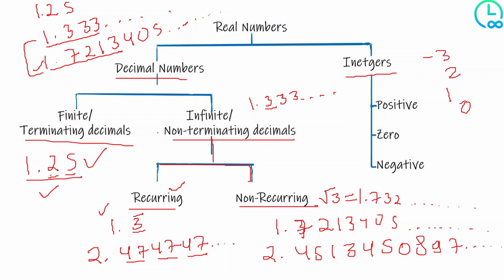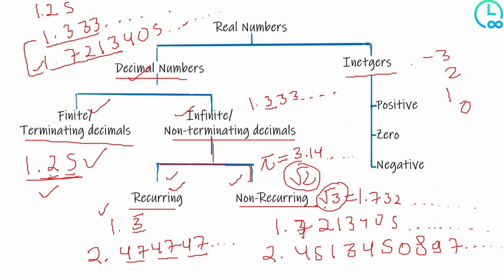I hope this part is clear: decimal numbers, then these are the two types. If you write examples, here are root 3, root 2 and pi. Pi, you all know, the value of pi is 3.14. We know this is the approximate value. After that also there are infinite numbers without any pattern. So these are the non-recurring, non-terminating decimals. Recurring are those where there is a pattern.